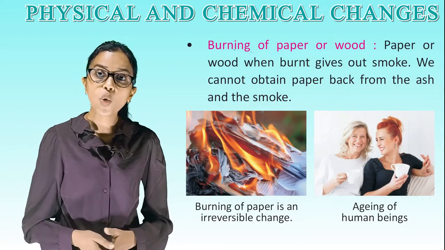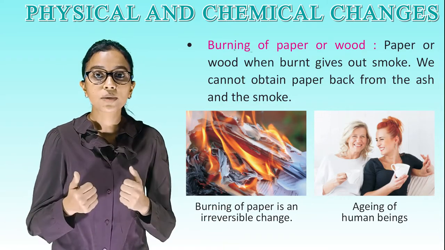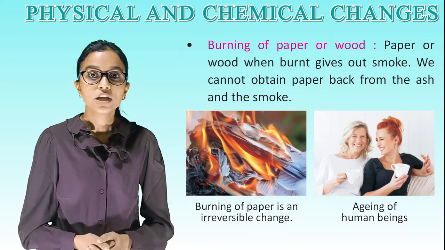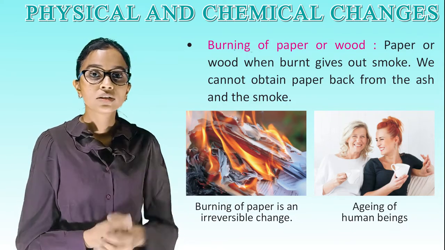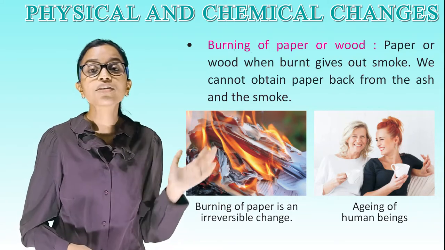The change which cannot be reversed even by changing the condition is called an irreversible change. Burning of paper or wood. Paper or wood, when burnt, gives out smoke. We cannot obtain paper back from the ash and the smoke. So, are you able to see the picture? What is there in the picture? Burning of paper is an irreversible change.